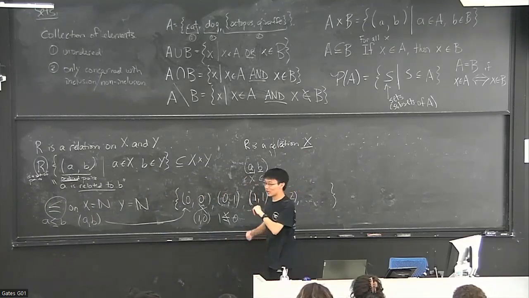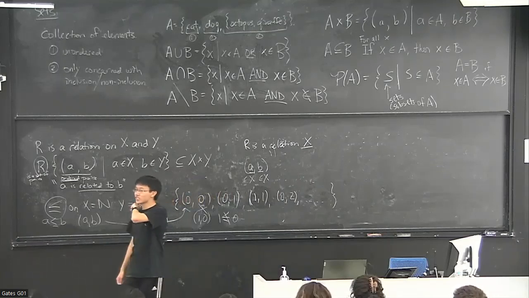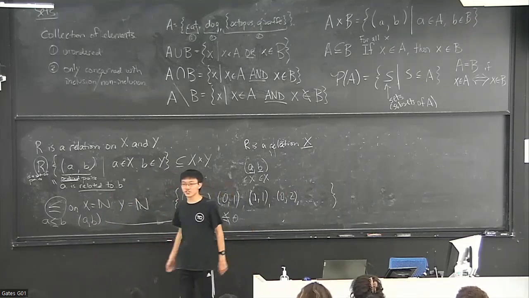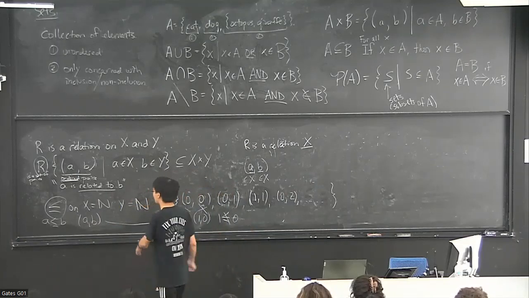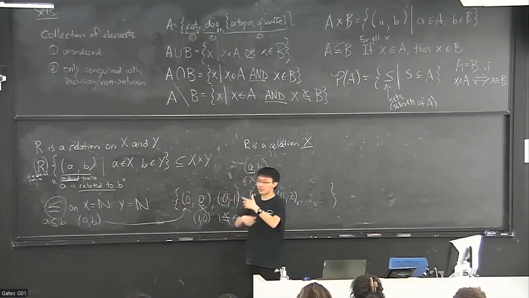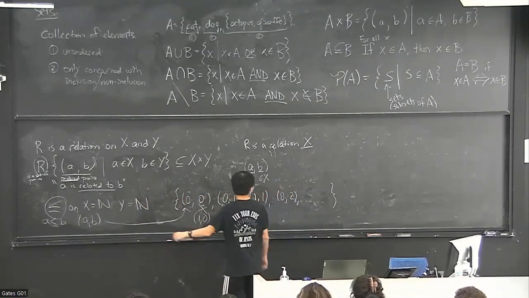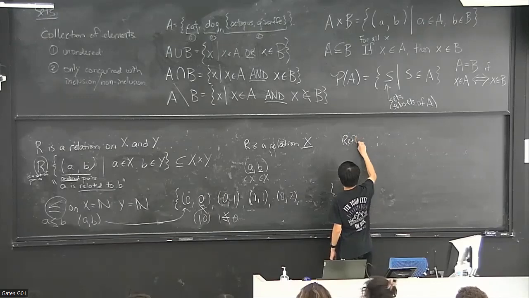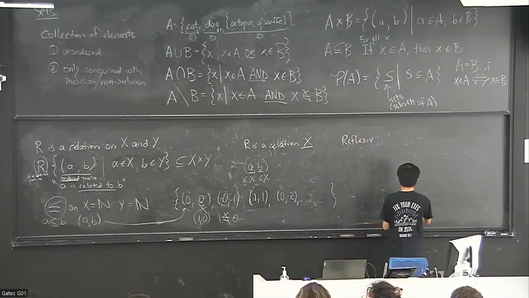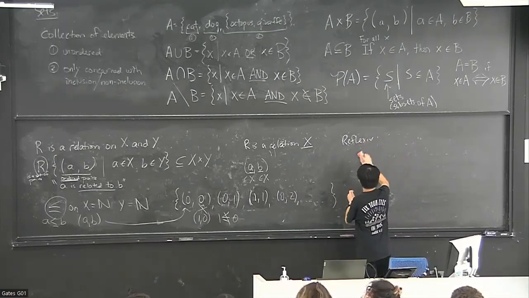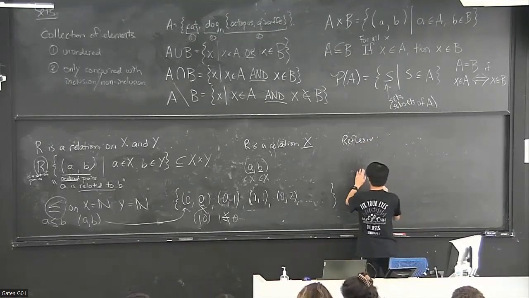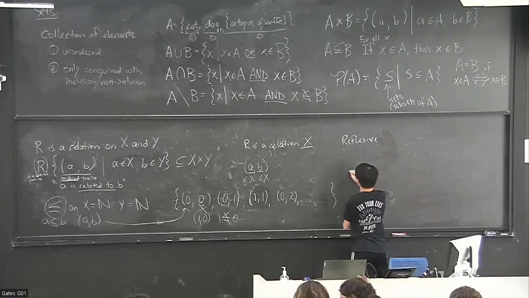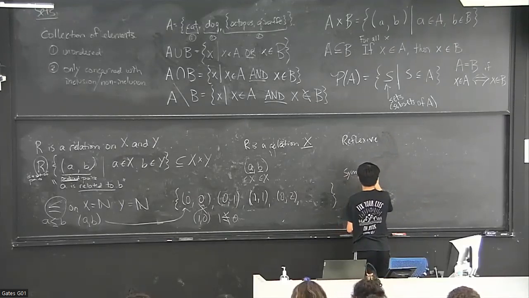Now, just as with functions, where we described some special cases, talking about injective, surjective, and bijective, we also have certain special cases of relations that have additional structure or additional properties. With this additional structure, we have something called reflexive. Symmetric.